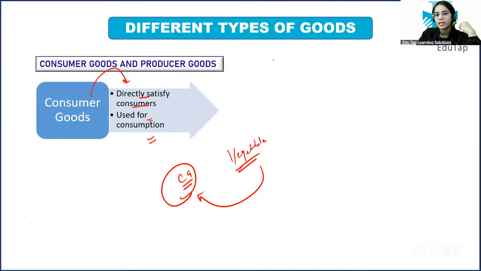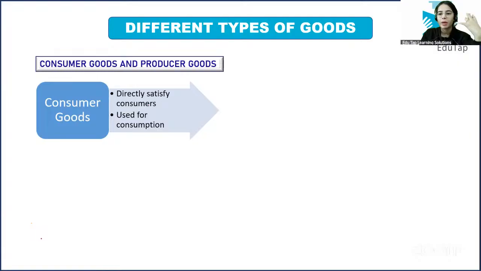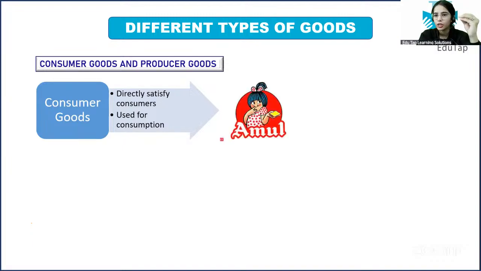Let's say you are buying a bike. Let's say you are buying a scooty or a car. Or let's say you are buying a watch. So these are the consumer goods, right? These are the consumer goods that you are buying for satisfying your personal needs. Okay.